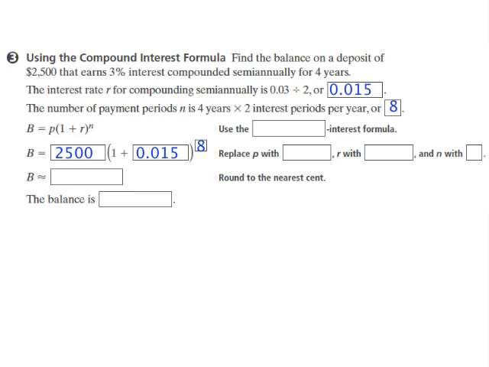You're going to get a decimal that's longer than what I have shown here of $2,816.23, but you have to remember, since we're dealing with money, we have to round it to the nearest cent. So the balance is $2,816.23.